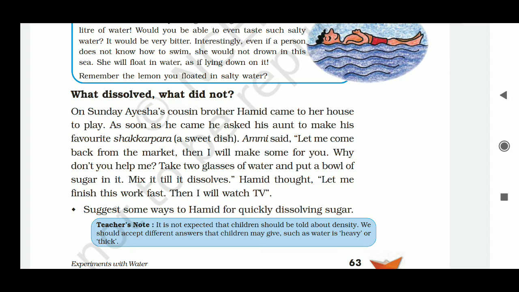He was requesting Aisha's mother to make his favorite shakkar para. It's a sweet dish, I think it is mentioned here. Ami said, "Let me come back from the market, then I will make some for you. Why don't you help me?"